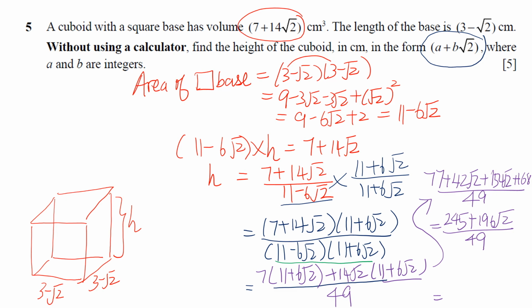So now we take 245 divided by 49. And yes, it's an integer, which is what the answer told you, where A and B are integers. And then you separate it, take 245 divided by 49 to get 5, and then 196 divided by 49 to get 4. So 5 plus 4 square root 2. Okay, so where your A is 5, B is 4, are integers.